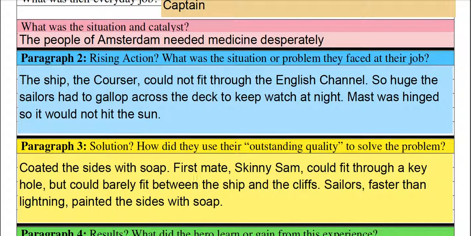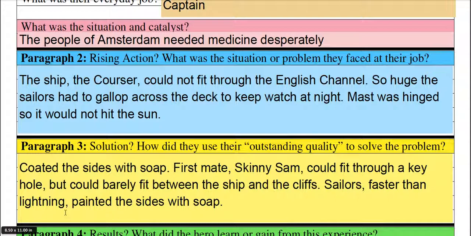So the solution, they coated the sides with soap. That was just the basic solution, but I would elaborate on that much, much further. How they decided to coat the sides with soap, how quickly they had to do it, how tight of a squeeze it was. So the first mate, Skinny Sam, could fit through a keyhole, but could barely fit between the ship and the cliffs. Just to give some idea of how tight it was.